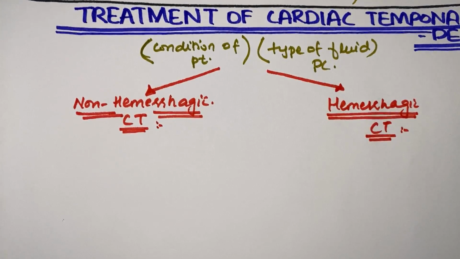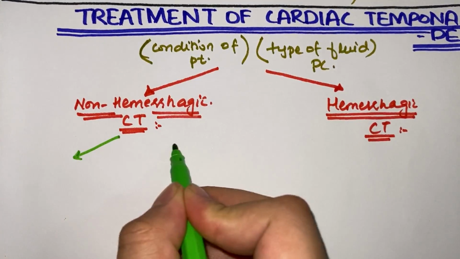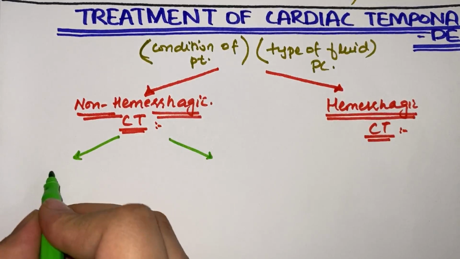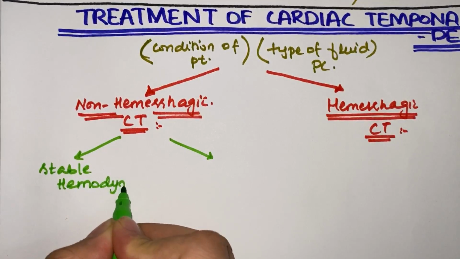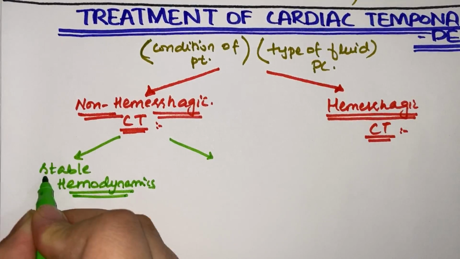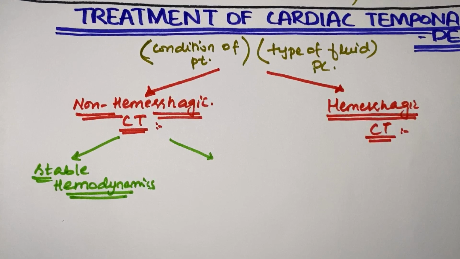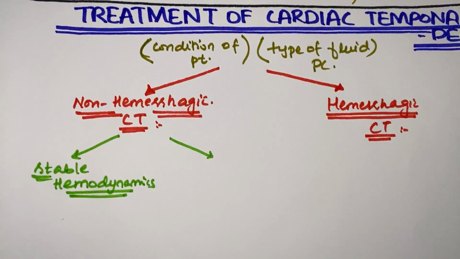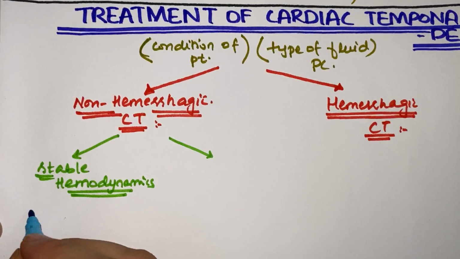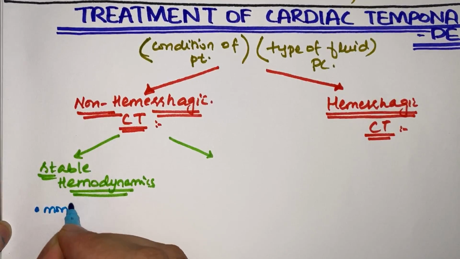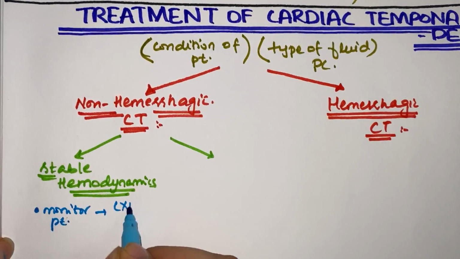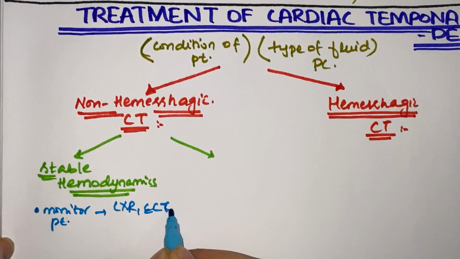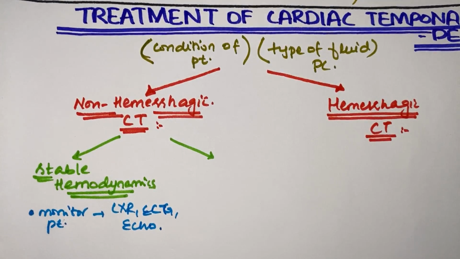Now, if it's non-hemorrhagic cardiac tamponade, then for the second point, the condition of the patient, we'll divide into two parts. If the patient is stable, hemodynamically stable, meaning blood pressure, blood volume, and all the vitals are stable, how will we proceed in management? First of all, we will prefer monitoring the patient by continuously watching the findings of chest x-ray, ECG, and echo.